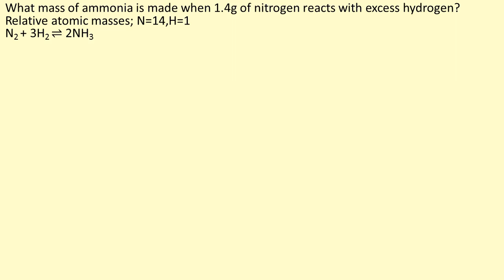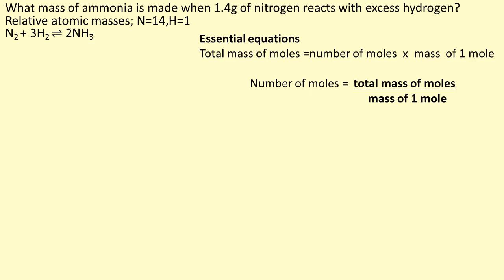moles of ammonia. Secondly, write down any equations you might use and think what steps you might use to carry out this question. So, the essential equations might be total mass of moles is equal to the number of moles times by the mass of 1 mole. And one possibility for it being rearranged is number of moles is equal to total mass of moles divided by mass of 1 mole.